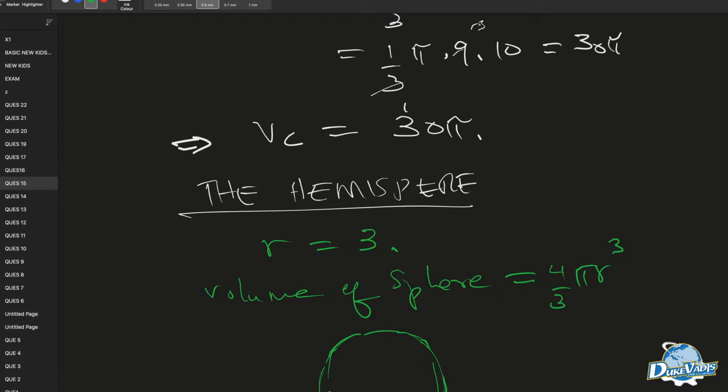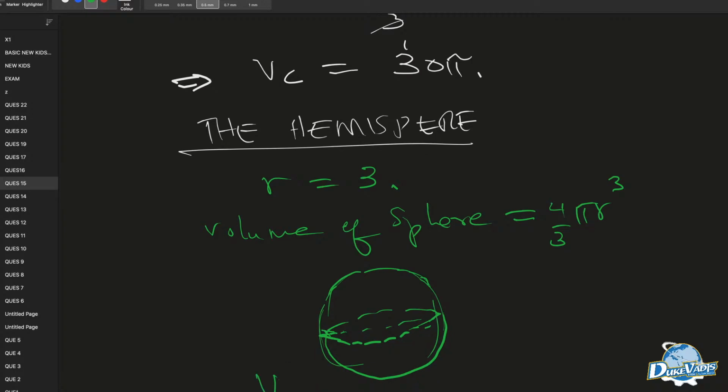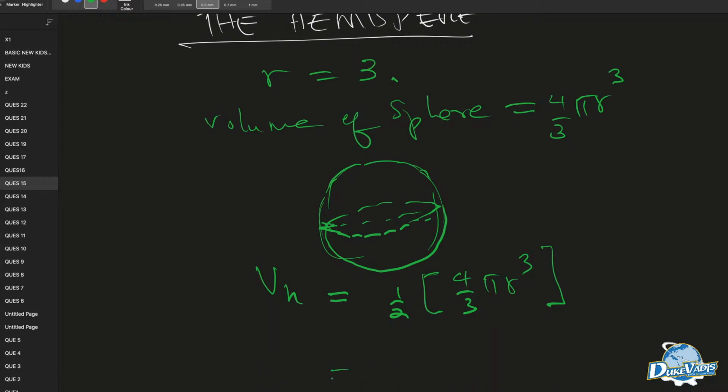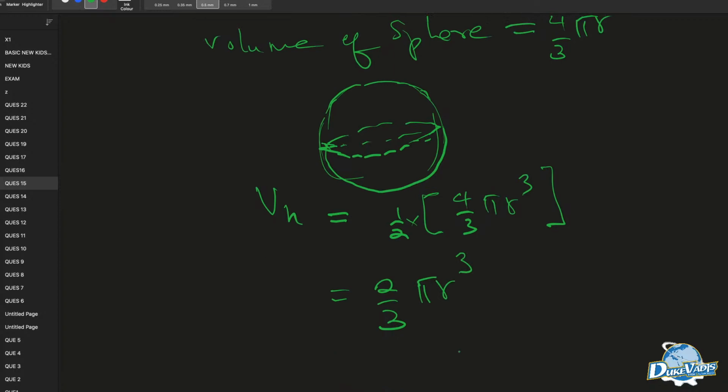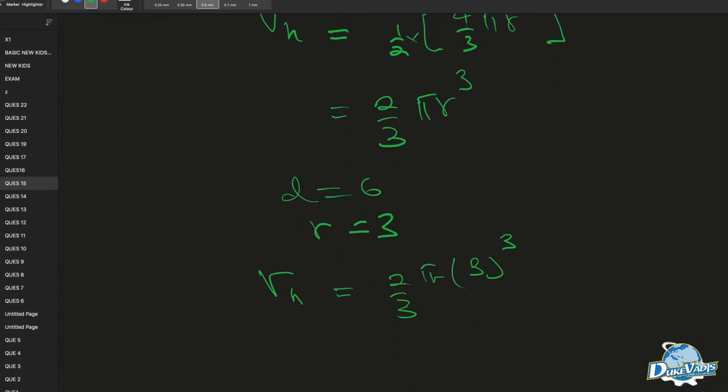when we divide it by 2, it will be the hemisphere. So the volume of the hemisphere, VH, should be half multiplying the volume of the sphere. When we simplify, we get 2 over 3 pi r cubed. We know the diameter is 6, so the radius is 3. When we substitute, we get the volume of the hemisphere to be 2 over 3 pi multiplying 3 cubed, and 3 cubed is 27. So this will be 2 over 3 pi times 27.